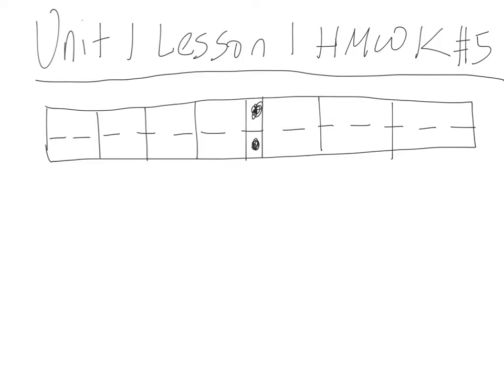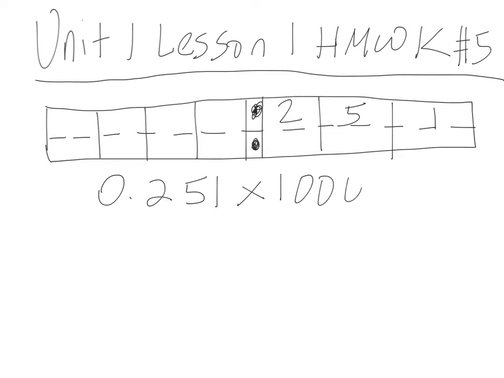So I'm going to do number 5 from their homework. And it says the perimeter of a park is 0.251 meters. So I'm going to write that on the place value chart. And it says that the actual perimeter of the park is 1,000 times as large. So really what the problem is, is 251 thousandths times 1,000.